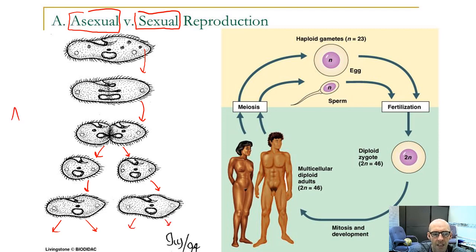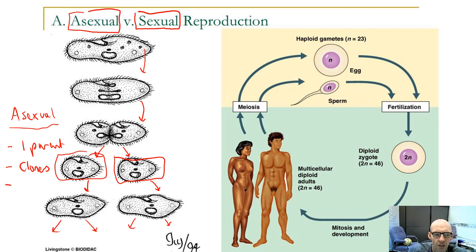It's called asexual, as in not sexual, and there is one parent. So there's only one parent. What that means is the daughter cells, these two here, those cells will be exact copies of the original cell. So it leads to something called clones, exact genetic copies. And it also leads to little variation.